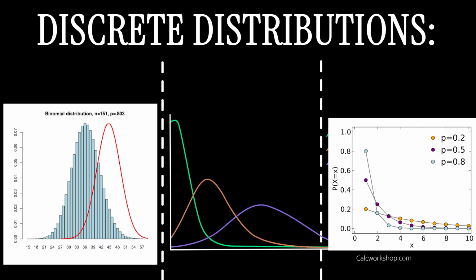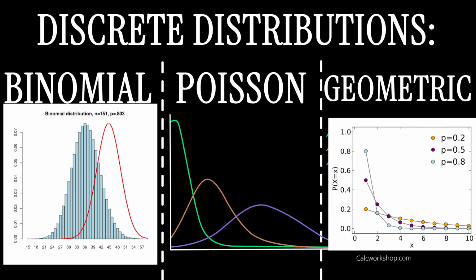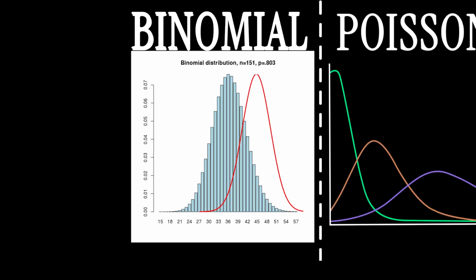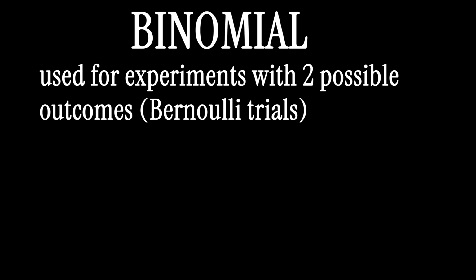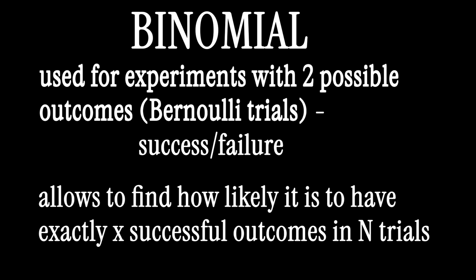The three most common discrete distributions are the binomial distribution, the Poisson distribution, and geometric distribution. Each one of these gives an answer to different kinds of questions. We use binomial distributions for experiments with two possible outcomes, which we call success and failure. The binomial allows us to find out how likely it is, when repeating this experiment n times, to have x successful outcomes out of those n trials.